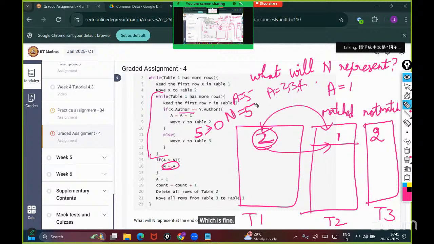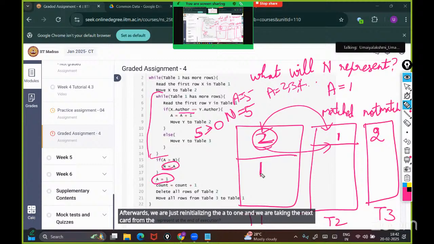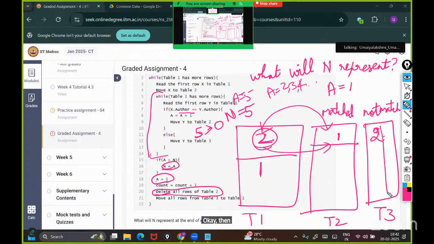After which we reinitialize a to 1 and take the next card from the table. Now all the same author's cards are discarded. Delete all the rows of table 2, which means all the same author's books are deleted. Then the unmatched cards, which are in table 3, are moved to table 1 again.